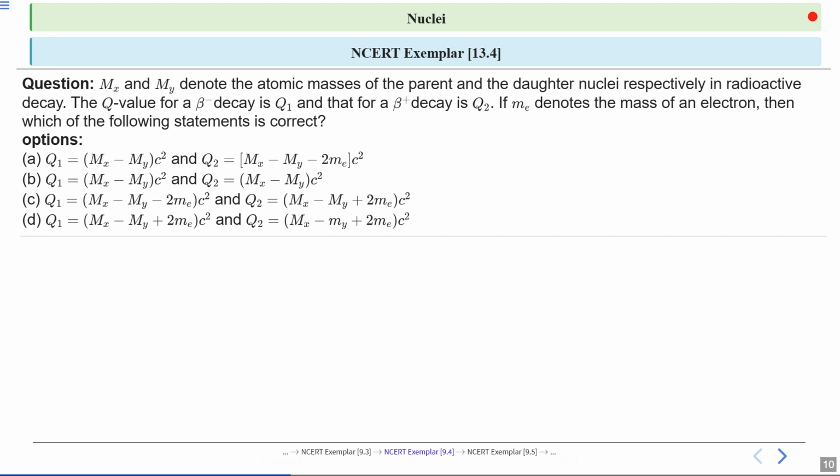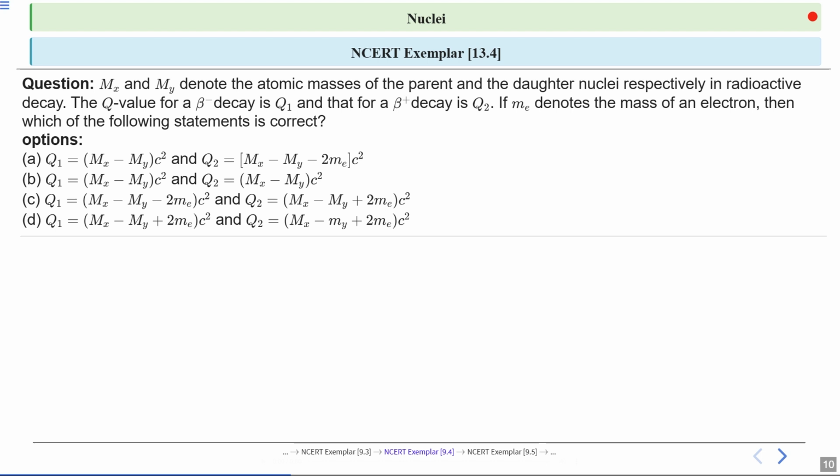So next, example 13.4. In the question, mx and my denote the atomic masses of parent and daughter nuclei respectively in radioactive decay. The question deals with the calculation of Q values for two types of beta decay, beta minus decay and beta plus decay. It asks which of the given options correctly represent the expression for the Q values in terms of the atomic masses of the parent and daughter nuclei and the mass of an electron me.